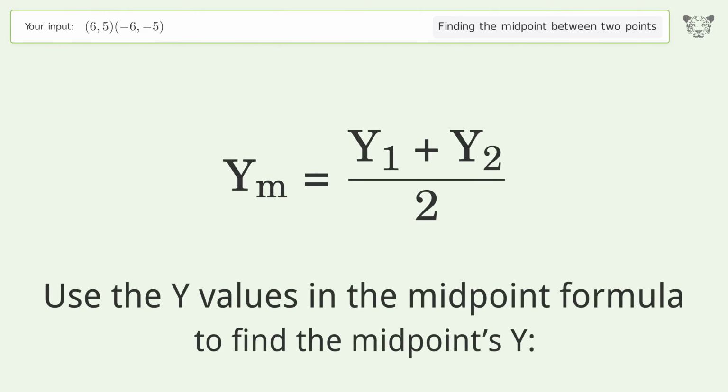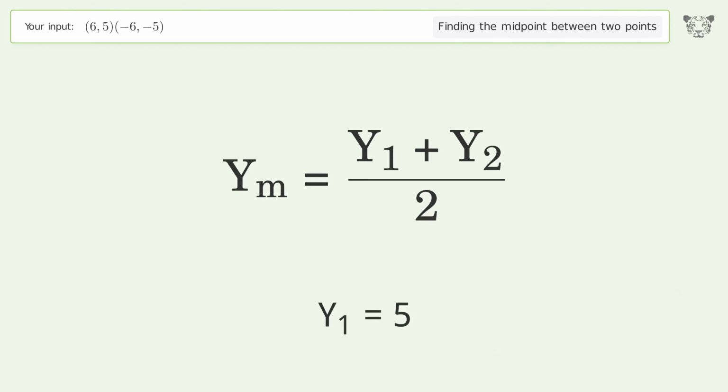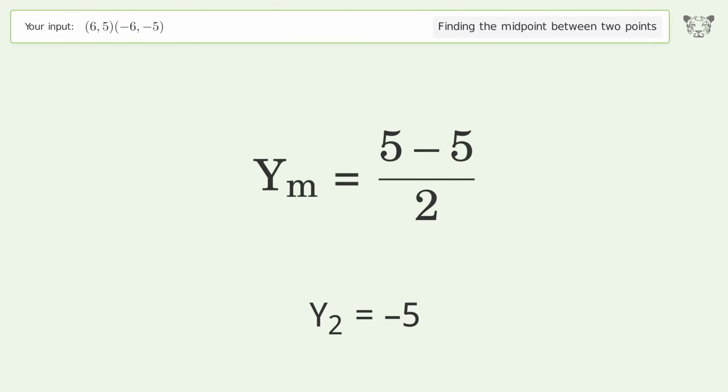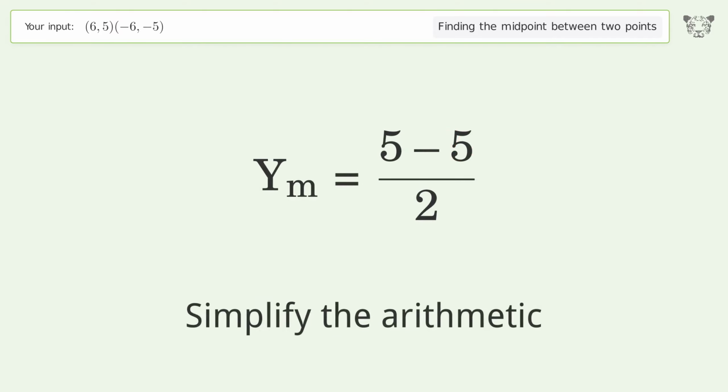Use the y values in the midpoint formula to find the midpoint's y. y1 equals 5. y2 equals -5. Simplify the arithmetic.